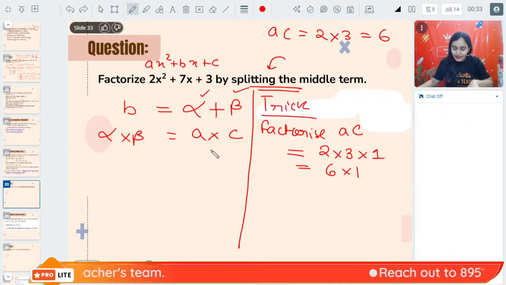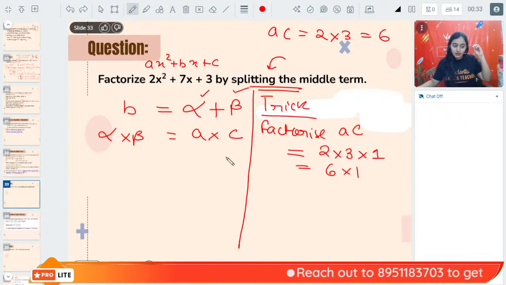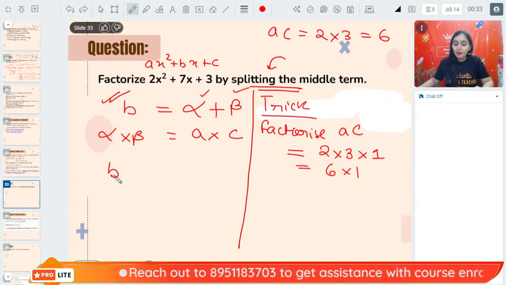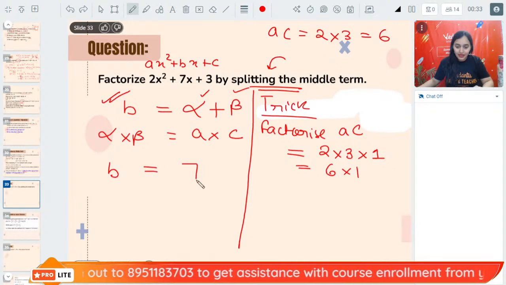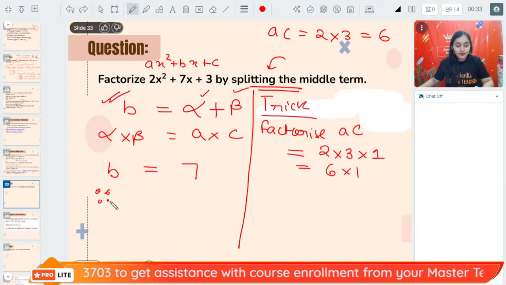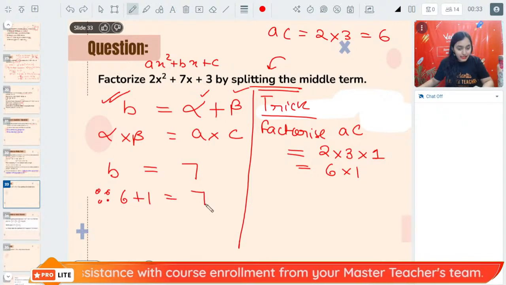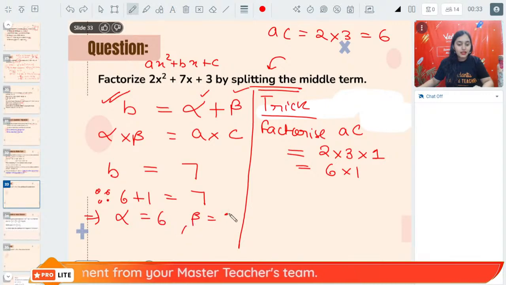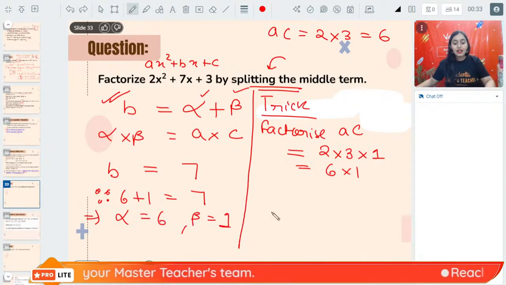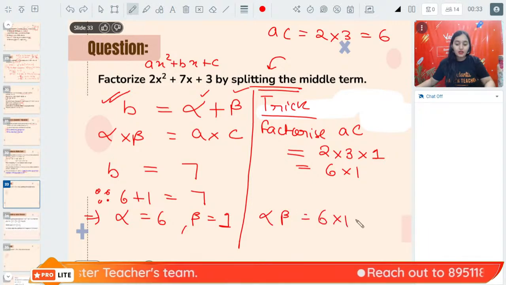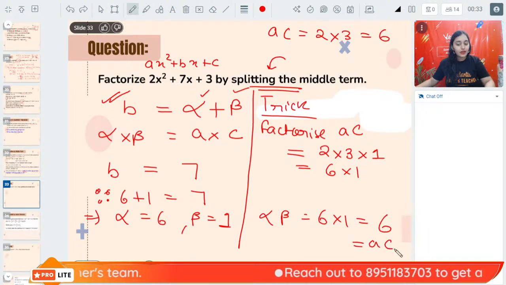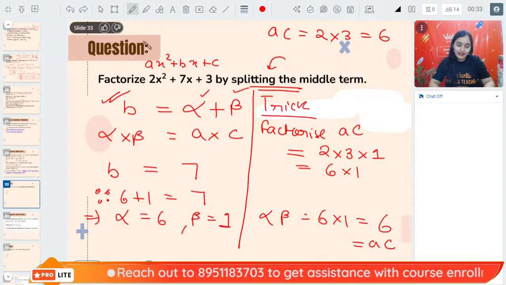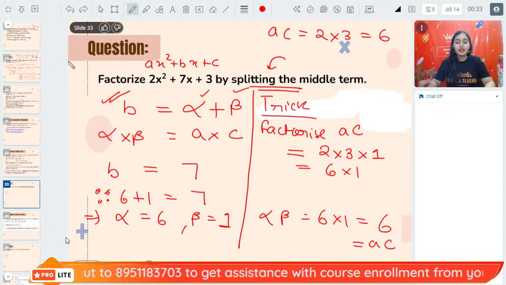Now, after factorizing AC, pick out two factors such that the sum is equal to b. So what is the value of b here? The value of b is 7. Now, since 6 plus 1 is equal to 7, this implies that alpha is equal to 6 and beta is equal to 1. Also, you can check alpha into beta is equal to 6 into 1 is equal to 6, which is equal to AC. Therefore, your alpha and beta should be 1 and 6.